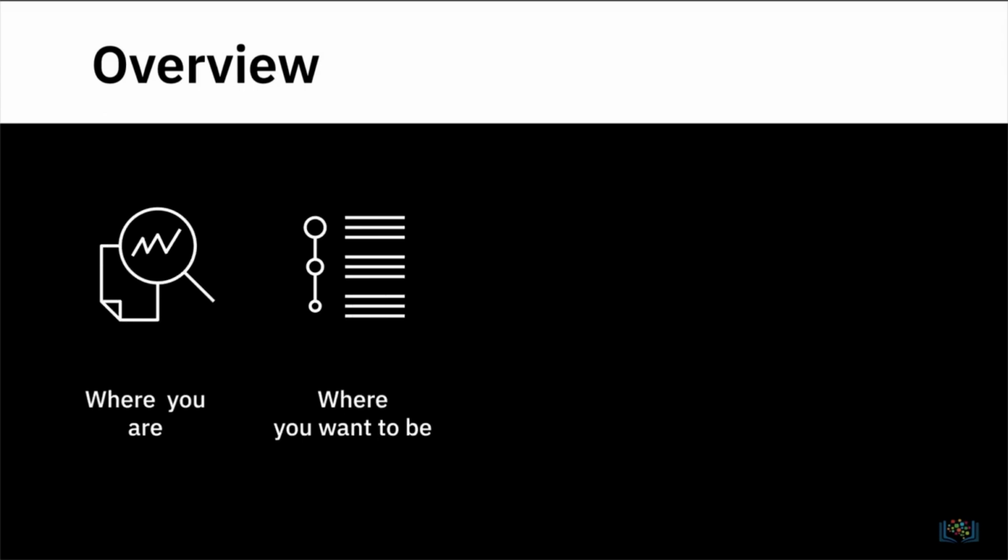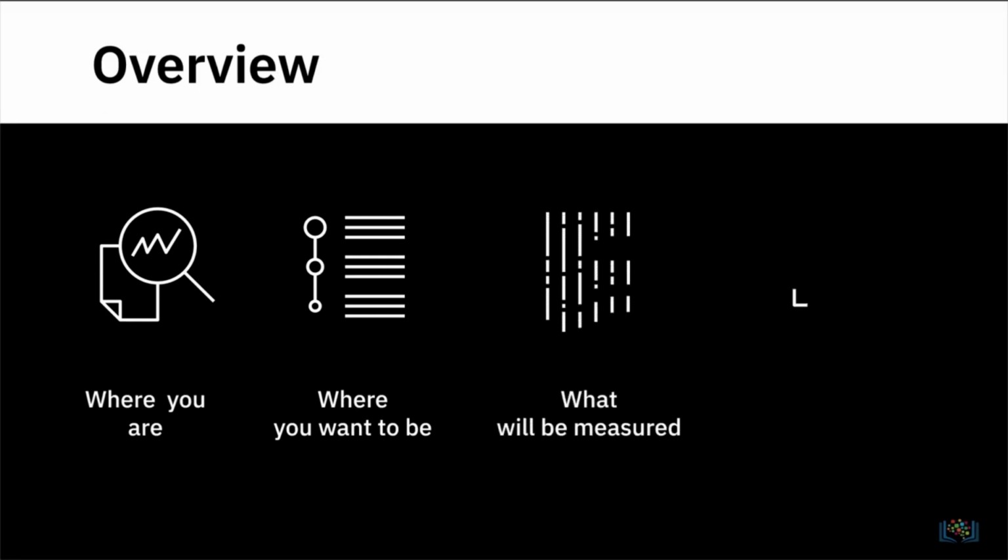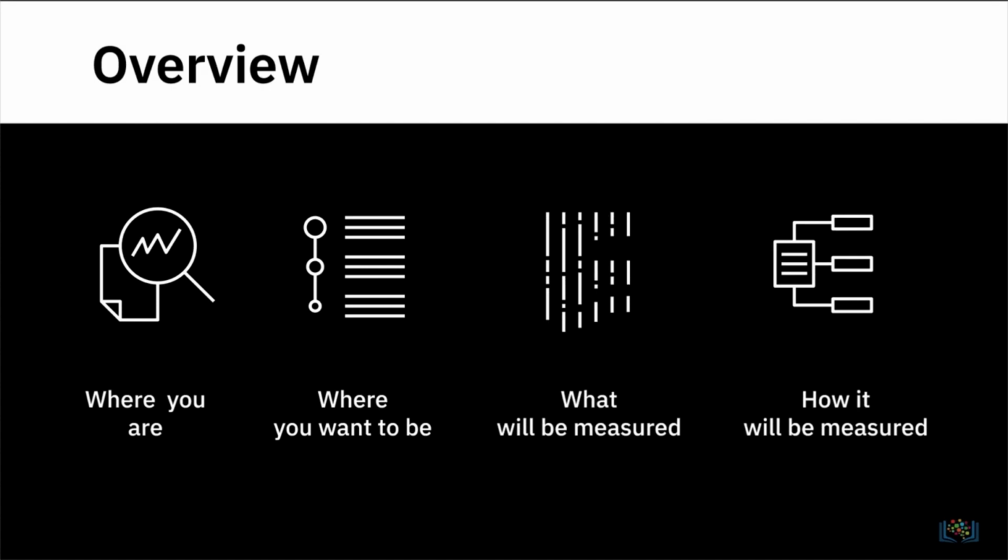At this stage, you have an understanding of the problem and the desired outcome. You know where you are and where you want to be. You also have a well-defined metric. You know what will be measured and how it will be measured. The next step is for you to identify the data you need for your use case.